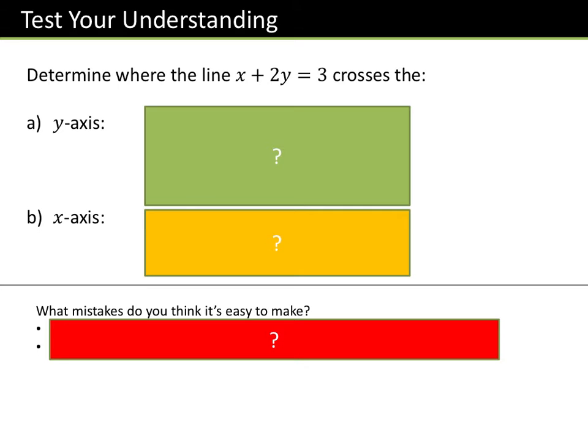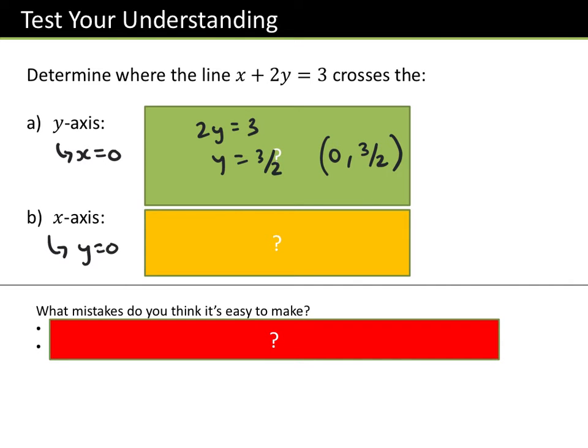Okay then, so when we're crossing the y-axis, x equals 0. So we're going to get 2y equals 3, y equals 3 over 2. So our coordinate is 0, 3 over 2. When it crosses the x-axis, our y equals 0. So that means we're going to get x equals 3. So our coordinate is 3, 0. This should have been really nice and simple. The mistake that is easy to make here is that when people say it crosses the y-axis, they put y equals 0. Okay, it's a really silly mistake and shows no understanding. Please make sure you understand what's going on here.